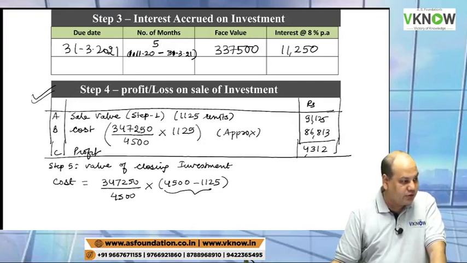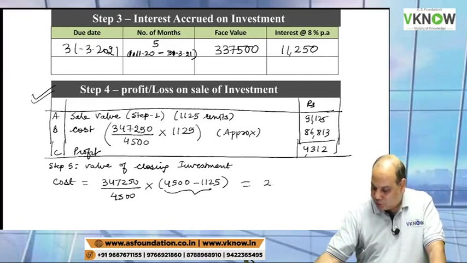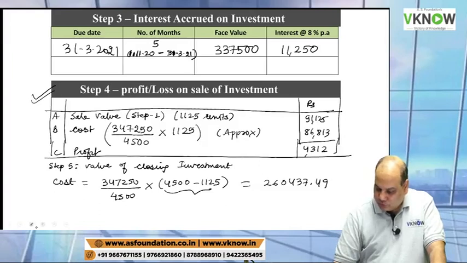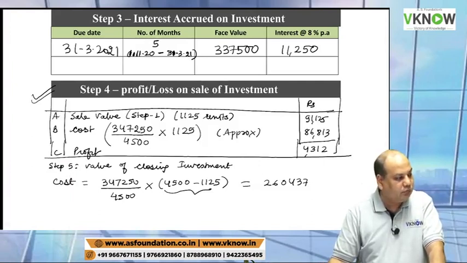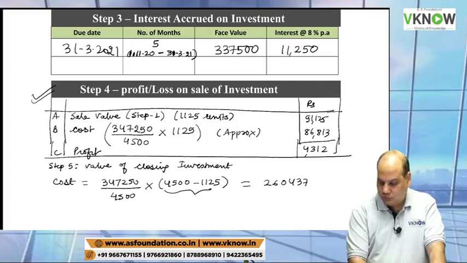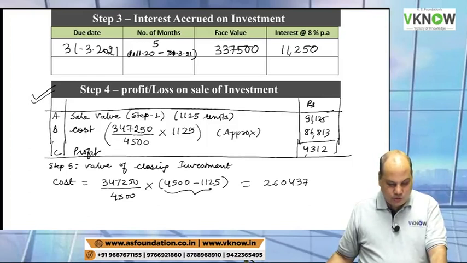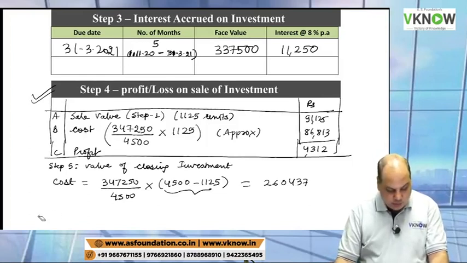Anybody for closing investment? So approximately 260437.49 you are getting. So .49 you can remove. You can just keep 260437. What about the market value? Market value is not given.